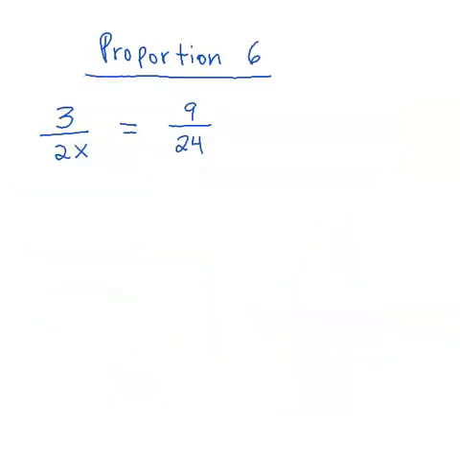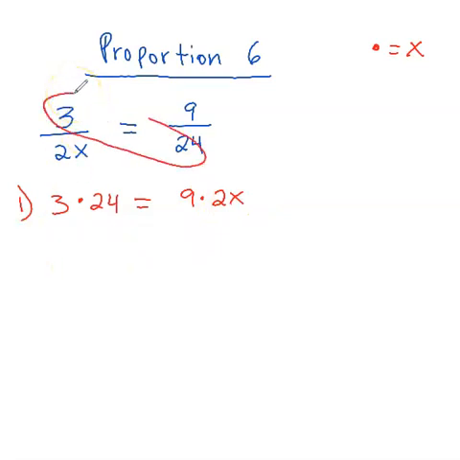Now we go to another proportion problem where we have 3 over 2x equals 9 over 24. Okay. So step 1, I'm going to put a dot to equal multiplication from now on. So 3 times 24 is equal to 9 times 2x. Okay, that's the first step. I just simply did it like that. Okay, cross multiplication.